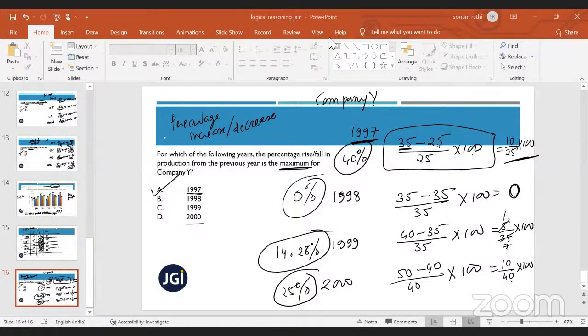Option A. Did everyone get it? How have we done this question? Comparing with the previous year, right? You just have to take that number and compare it with the previous year's number. Okay, moving to the next one.